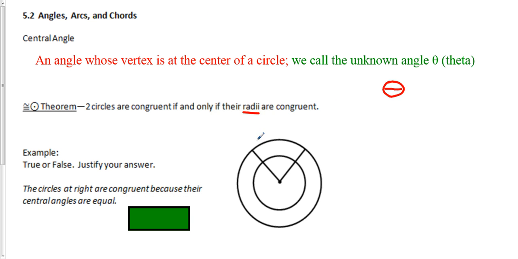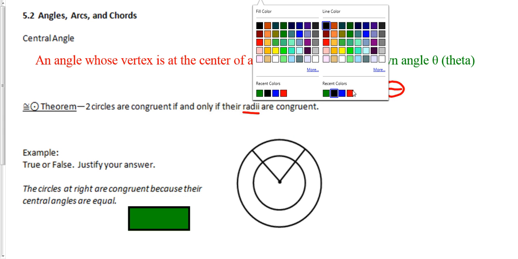The circles at right are congruent because their central angles are congruent. For both of these circles, this angle and this big angle here, they're actually the same angle. Okay, we can measure that out. It's going to be the same angle for either one. So does that mean that the two circles are the exact same?